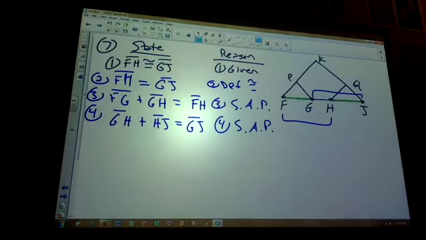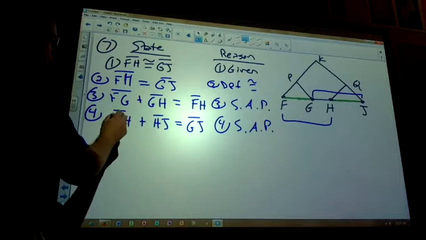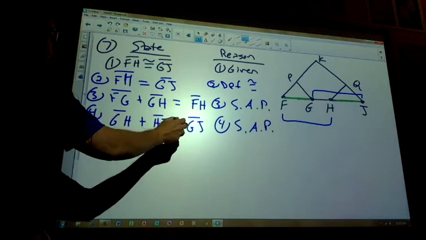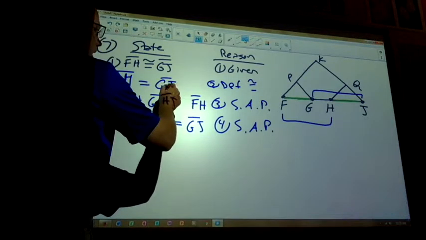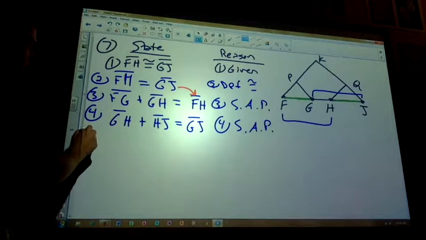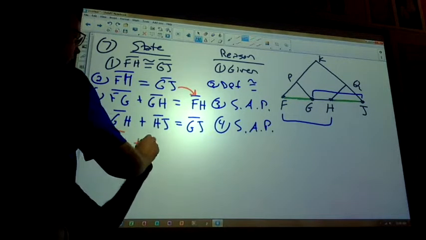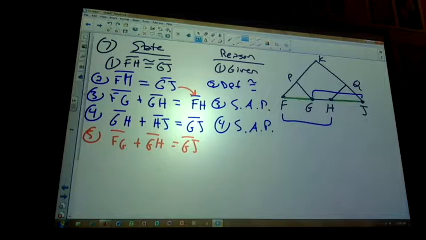I like this. FH and GJ are equal to each other. So if these are equal to each other, then I could plug this in right here. So I'm going to say step 5, FG plus GH is equal to GJ. What did I just do? Substitution, good.